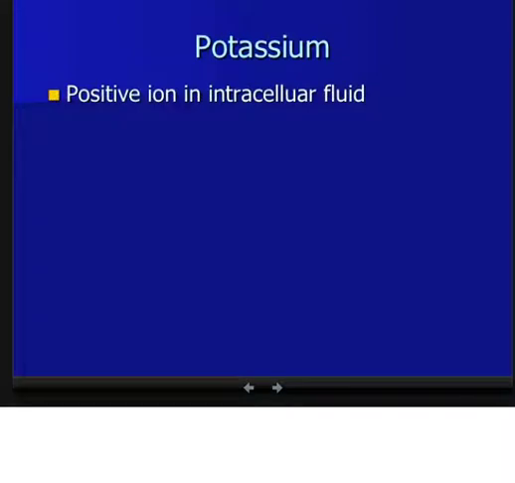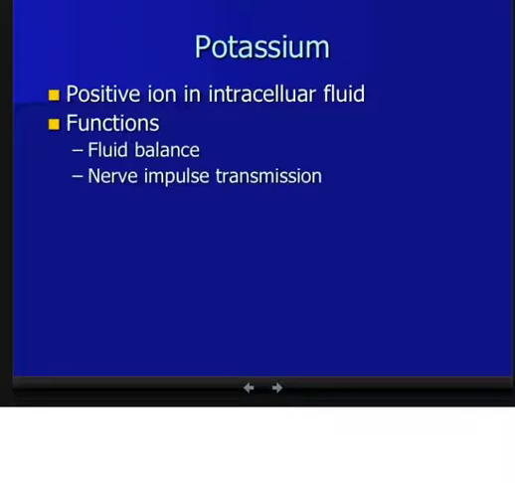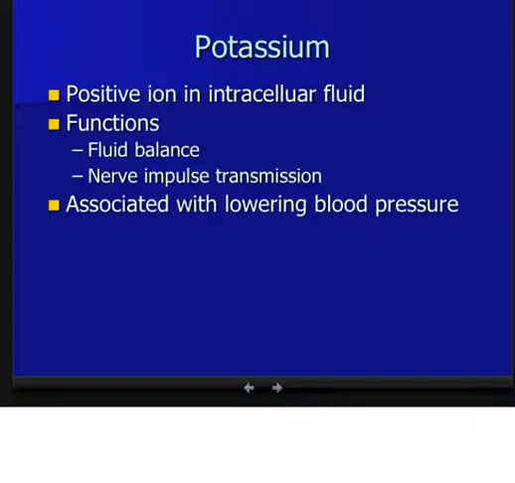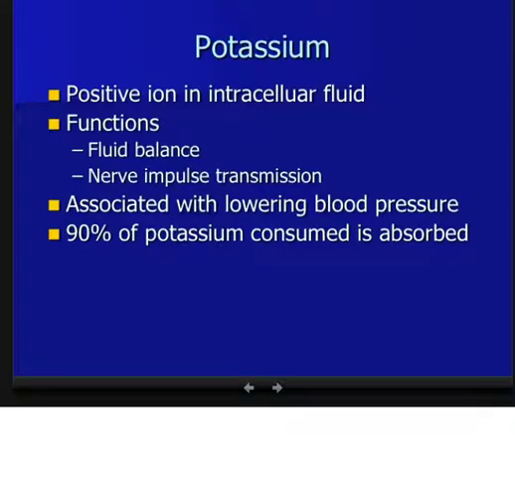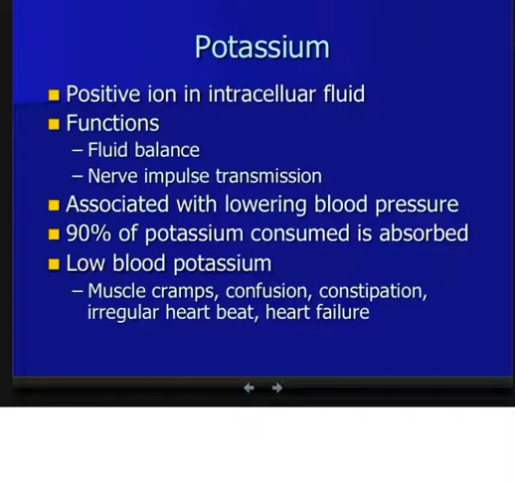Potassium is a different story. It's also a positive ion in intracellular fluid, and it functions in fluid balance and nerve impulse transmission. It's also associated with lowering blood pressure. 90% of potassium consumed is absorbed. Low blood potassium can result in muscle cramps, confusion, constipation, irregular heartbeat, arrhythmia, and or heart failure, myocardial infarction.